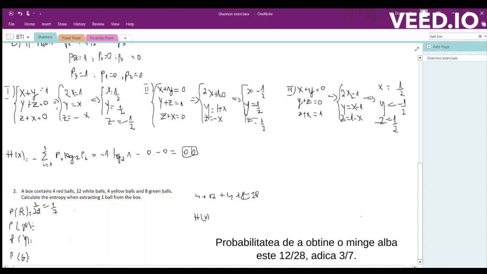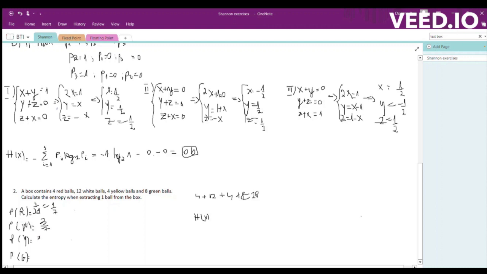The probability of extracting a white ball is going to be 12 over 28, which means, if we simplify it, 3 over 7. The probability of extracting a yellow ball will be 4 over 28, which means 1 over 7. And the probability of extracting a green ball is going to be 8 over 28, which means 2 over 7.